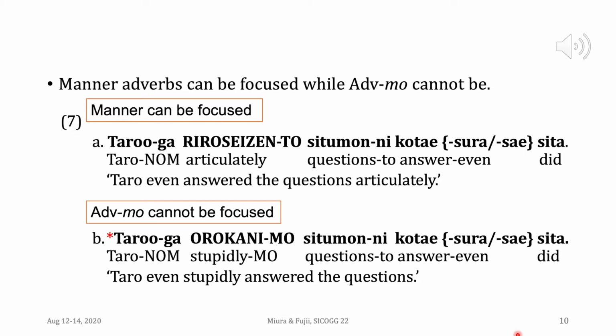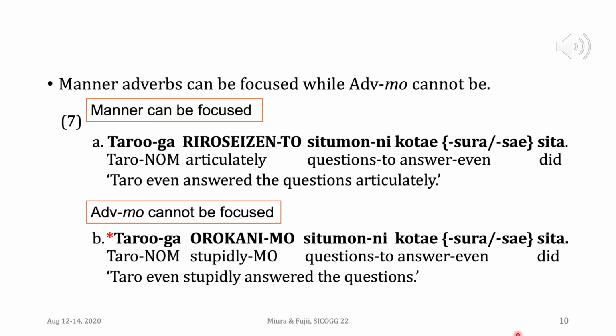There is in fact evidence that ADV mo, even in isolation, cannot occur in a certain syntactic domain. In 7a, the focus particle sura or sae, meaning even, is attached to the verb answer. Here the manner adverb articulately can be focused. So the sentence can mean Taro answered questions articulately. The event of Taro answering the questions is less likely to take place in that manner, something like that.